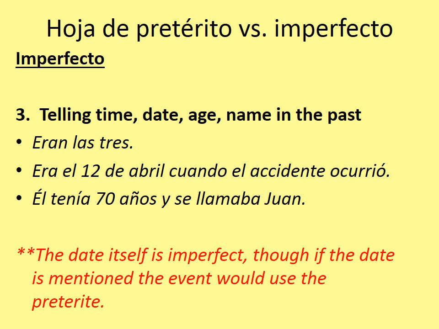But if you notice on the middle sentence, era el 12 de abril cuando el accidente ocurrió. So there, once again, we have preterite because we know the date it happened, so the action itself will be preterite. However, the date side of it is the description, and that will be imperfect. I'm going to talk about that a little more in class because that part is a little bit confusing.